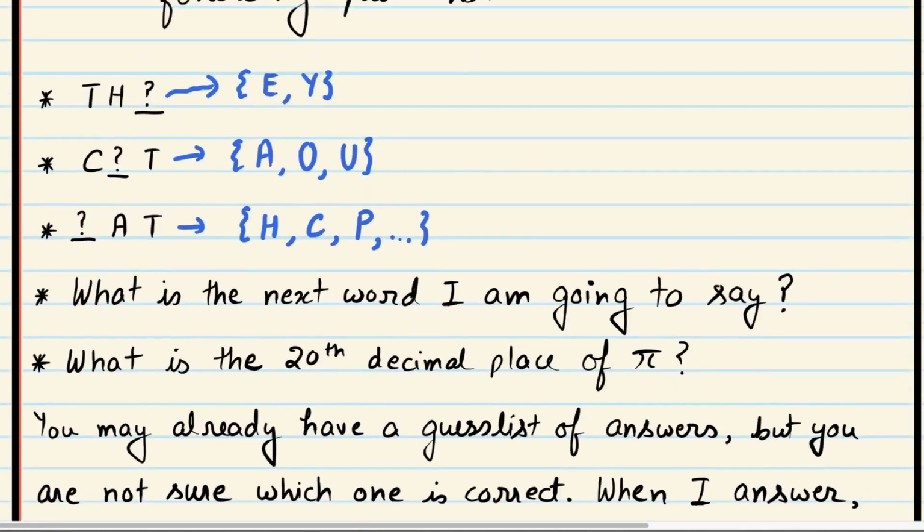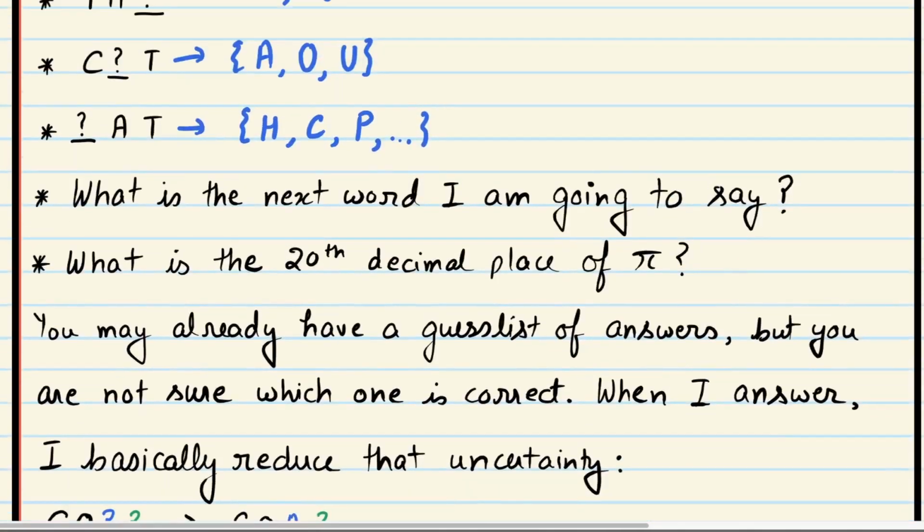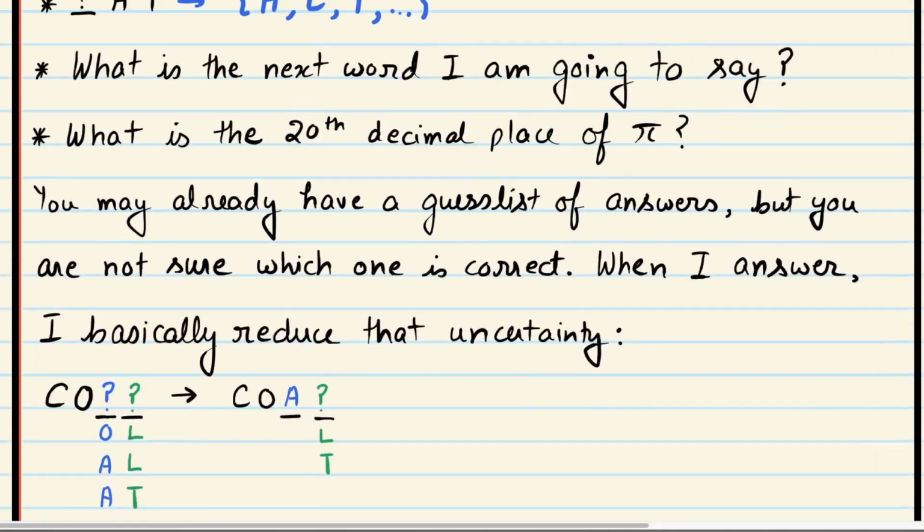So here is something we have observed: when I ask a question, you already have a guess list of answers, but you're not sure which one is correct. When I answer, what I help you do is narrow down your guess list to a fixed answer. I basically reduce that uncertainty. So if you take a look at this example, if I just show you the letters CO, you have a guess list. It can be COOL or COAL or COAT. And suppose now I reveal the next letter to you. I tell you the next letter is A. Then I've reduced your guess list to only two possibilities from three in the beginning. And that's the informativeness of revealing this A. That's how informative my answer A was to you.